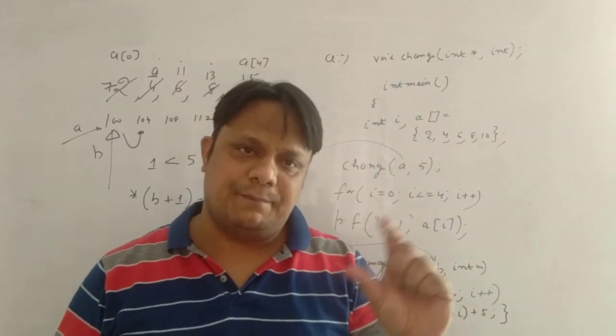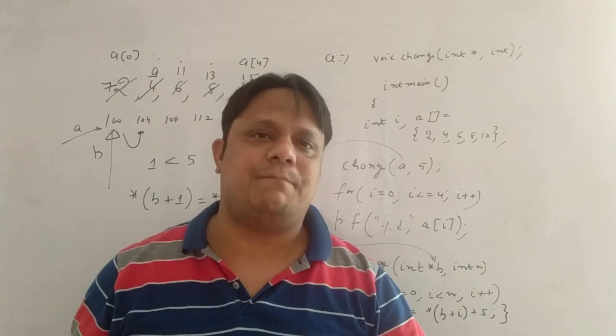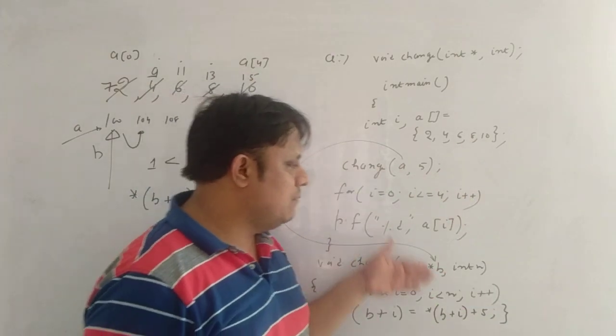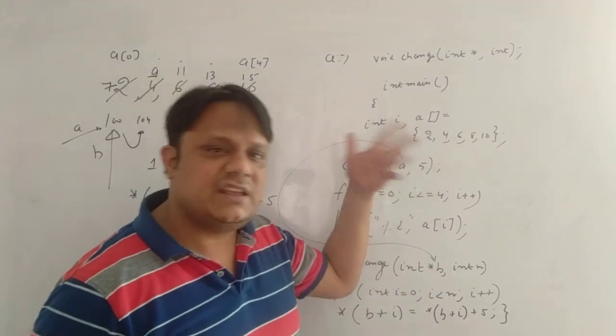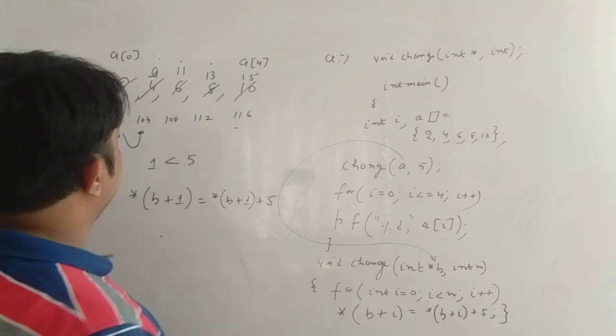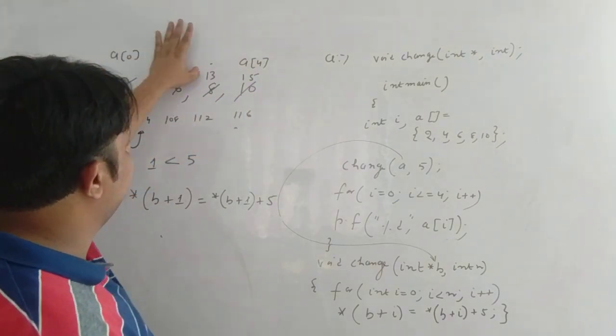In call by value, we pass the value, we work on the copy of the data, and the actual data remains unaffected. But when you use call by reference, you are basically changing the actual data and you are using the pointers, right? So the actual data of the array has been changed to 7, 9, 11, 13, 15.